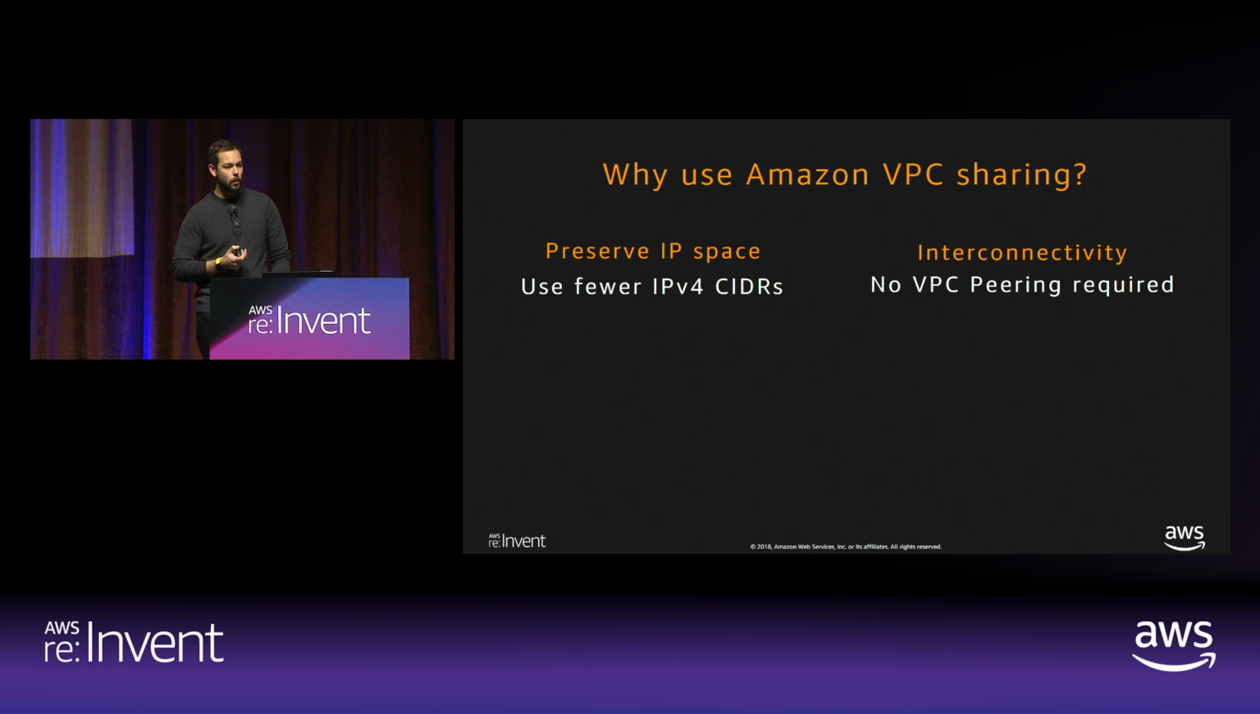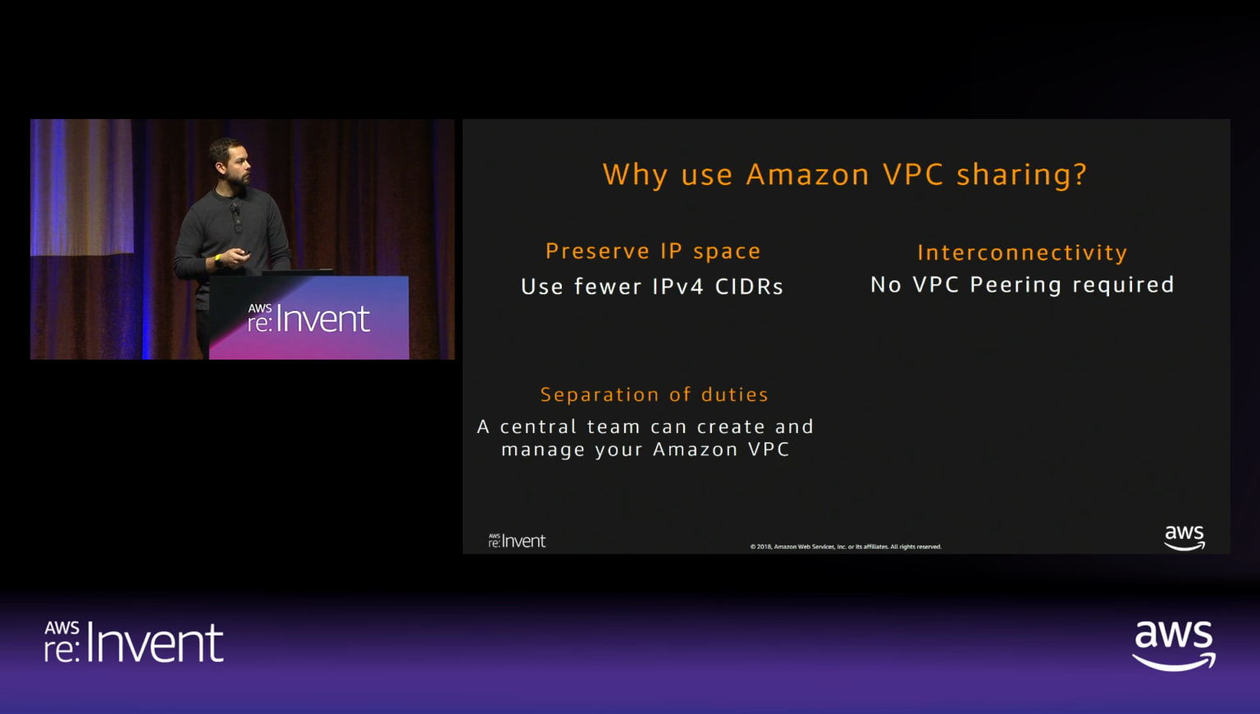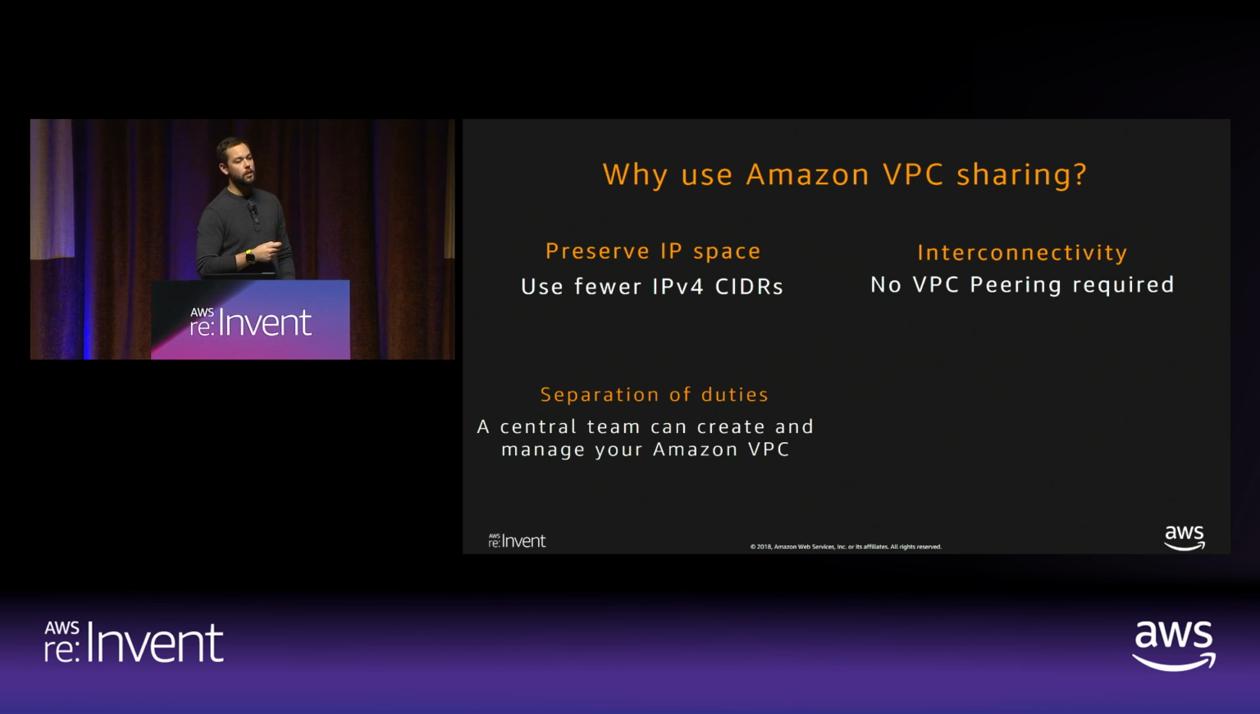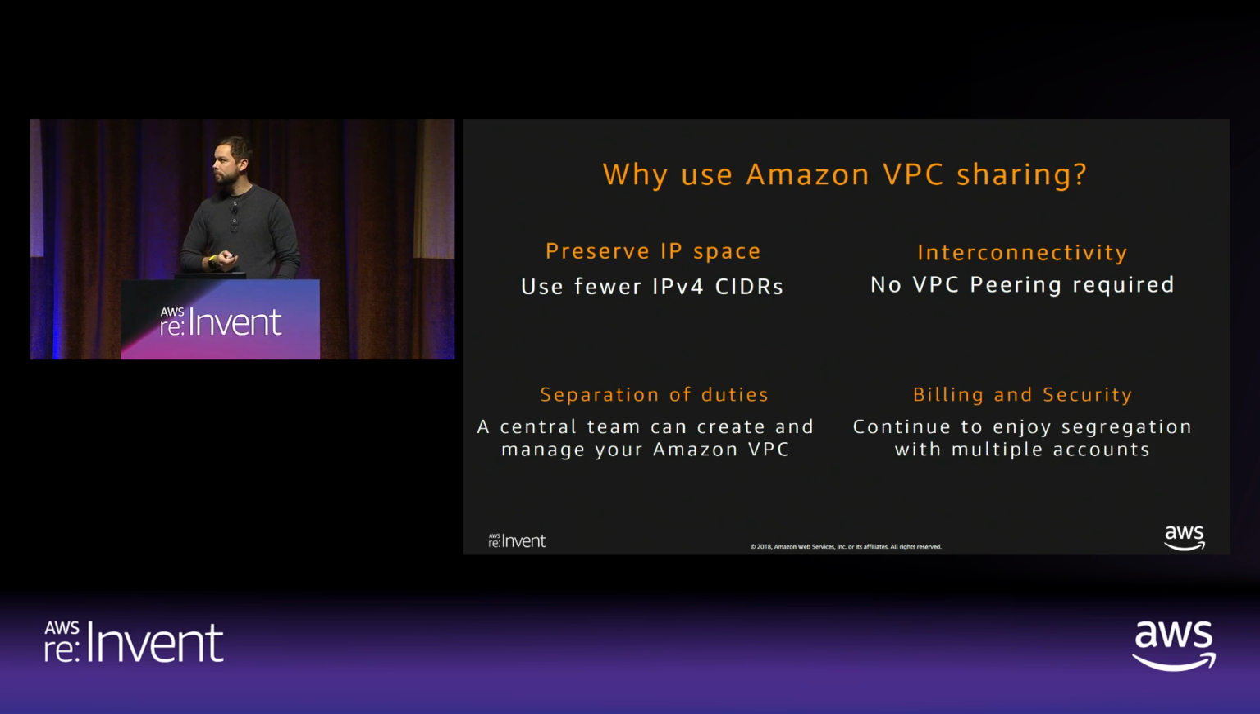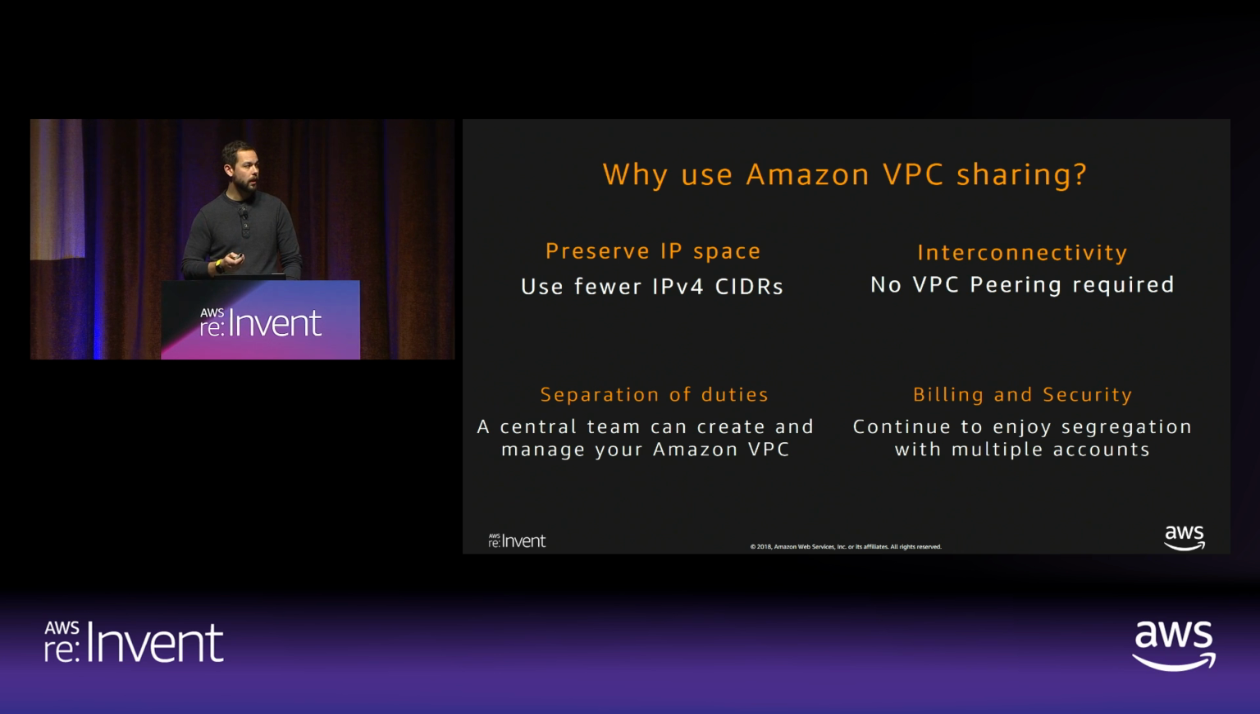Interconnectivity, you don't need VPC peering anymore. These resources can talk to each other. So the participant can spin up an EC2 instance that can talk to an owner's Redshift cluster, for example. Separation of duties, that sounds pretty straightforward. So you could have a central team managing your VPC and have other teams spinning up resources inside that centralized VPC. And billing and security. So you can enjoy segregation with multiple accounts.